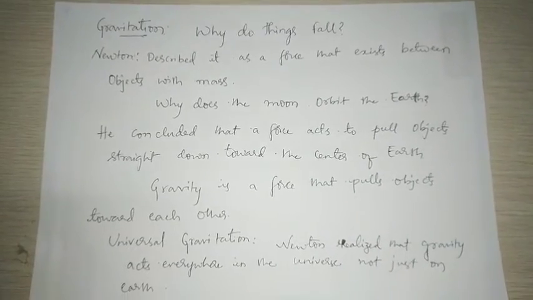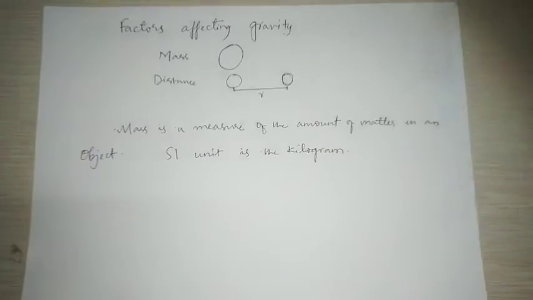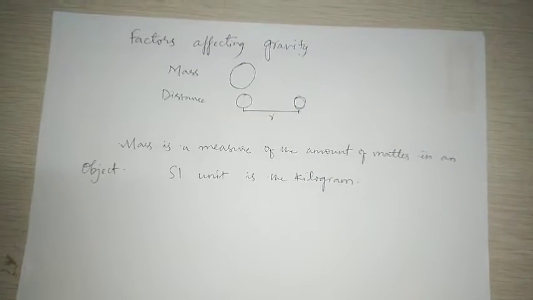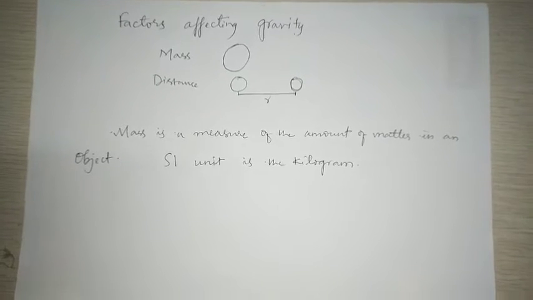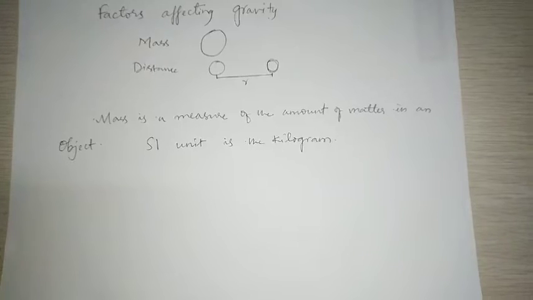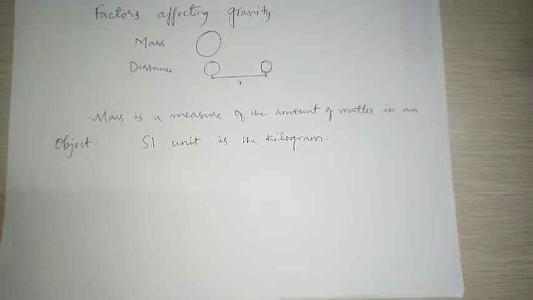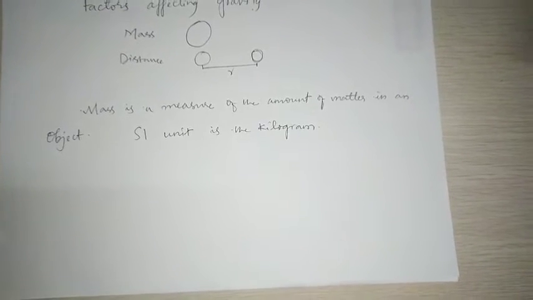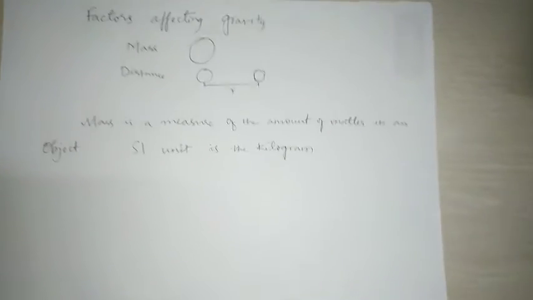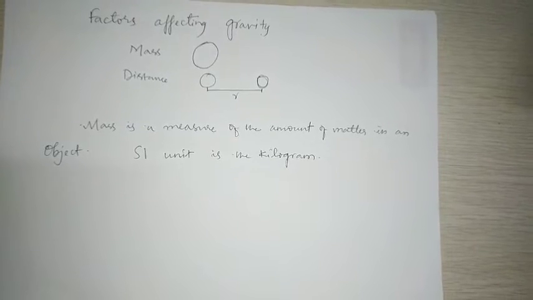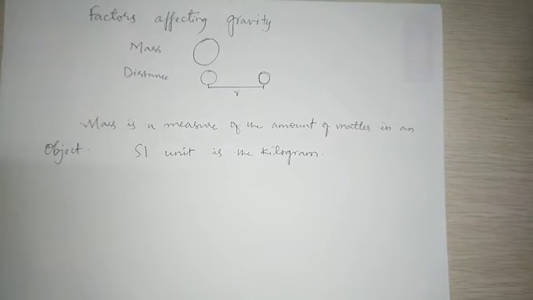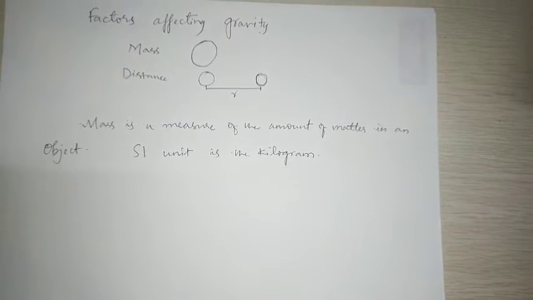Let's discuss factors affecting gravity. The most important factors affecting gravity are mass and distance. Mass is a measure of the amount of matter in an object. The SI unit of mass is the kilogram. Everything that has mass is made up of matter. The more mass an object has, the greater its gravitational force. Because the sun's mass is so great, it exerts a large gravitational force on the planets. That's one reason why planets orbit the sun.